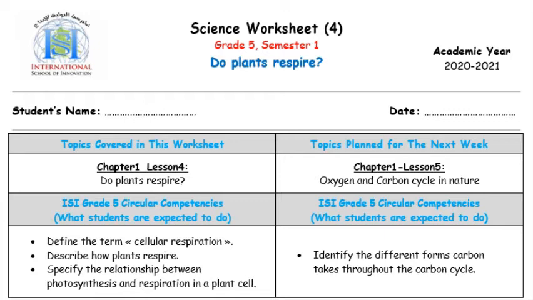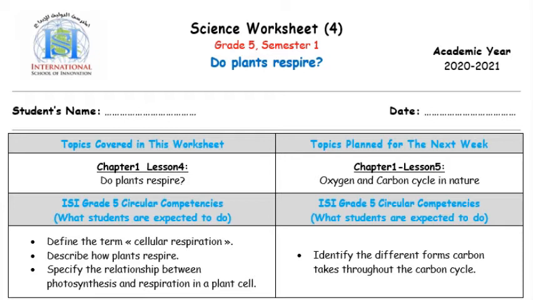Respiration is the act of breathing in oxygen and breathing out carbon dioxide, and all living organisms go through this process. How do plants respire? They take in oxygen and they breathe out carbon dioxide. They use the oxygen taken to produce a very important kind of energy, which is the ATP energy needed to perform different life activities.